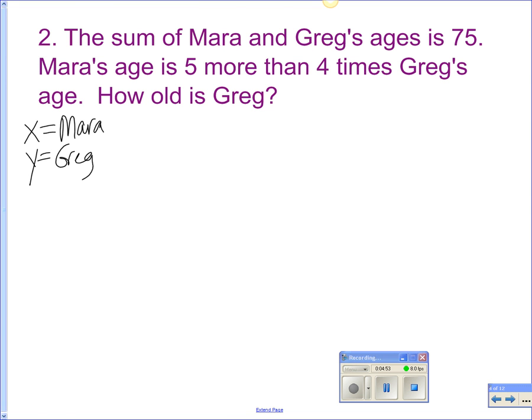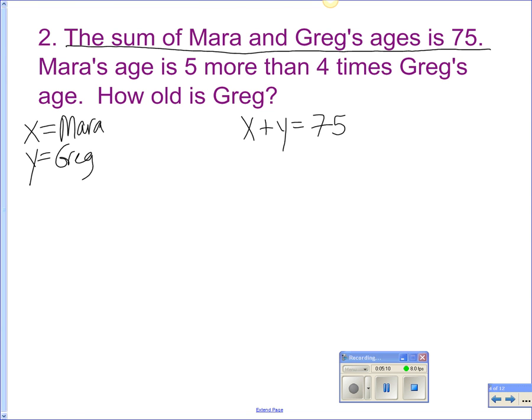All right, tell me about this first sentence. The sum of Mara and Greg's ages is 75. Very good. Why did you know to put a plus? Very good. Okay.